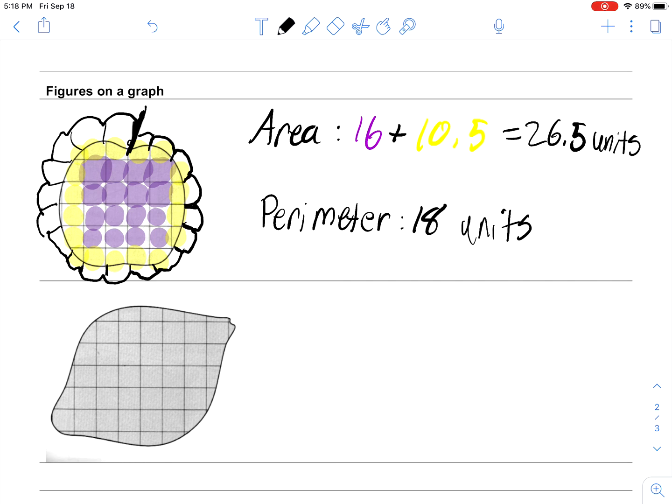So if you want, you can practice again on this picture of the lemon here below. But that is going to be it for our video.